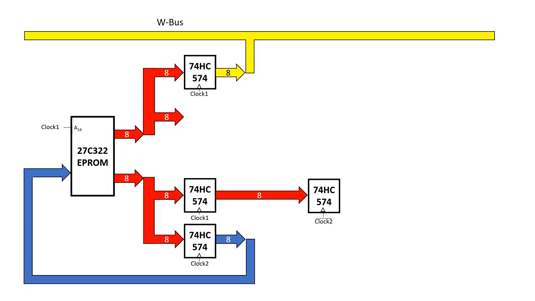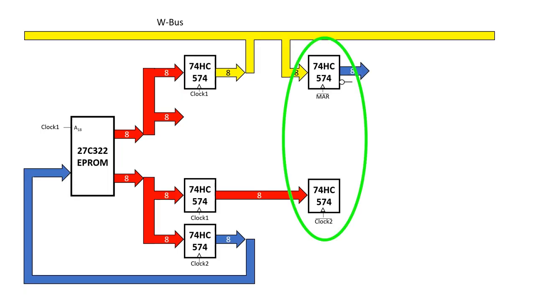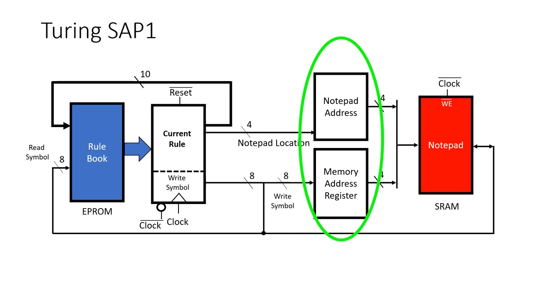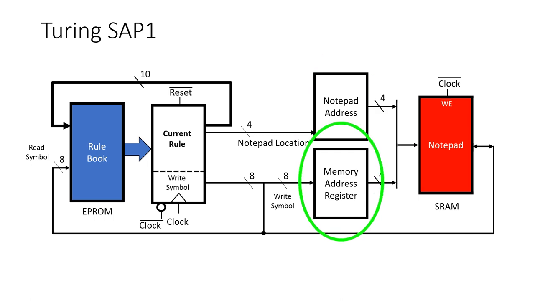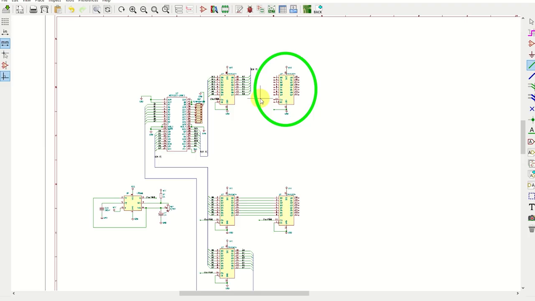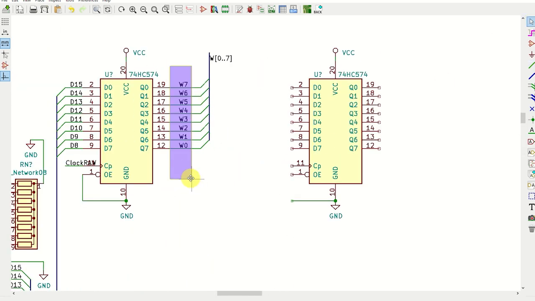I'm going to wire in the memory address register. And don't forget, these two registers on the right here are quite complicated, so don't get too concerned if you don't really understand their function yet. It'll become clear over time. To relate it back to our original diagram, this is the register here that we're installing now. I've added it to the schematic, and now I just need to wire its inputs up to the W bus.